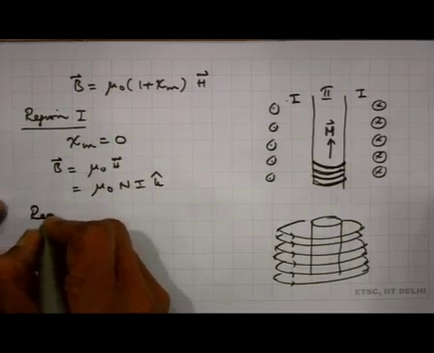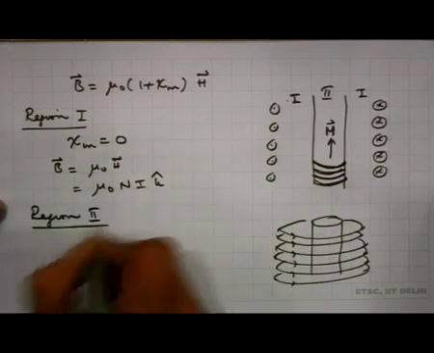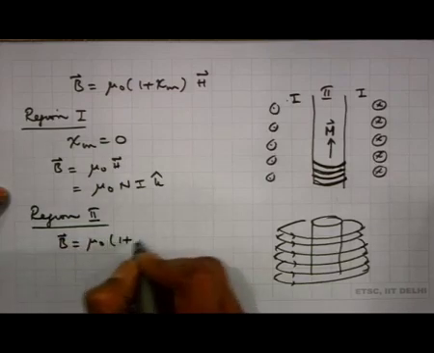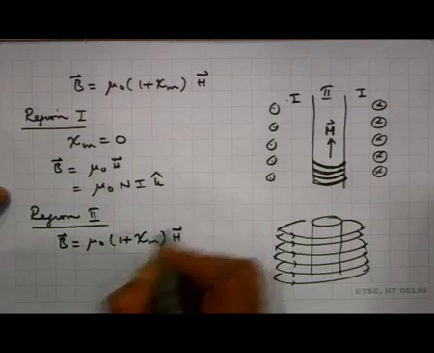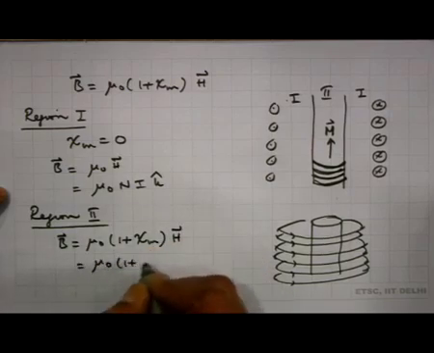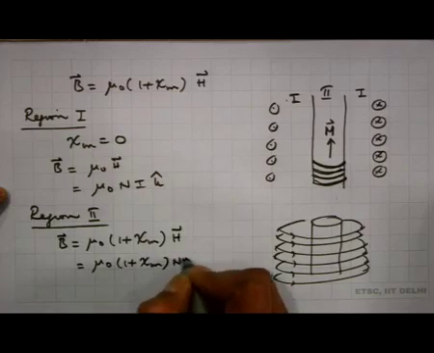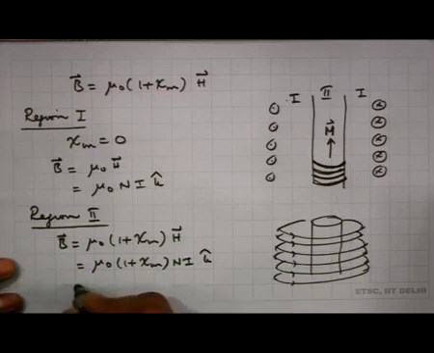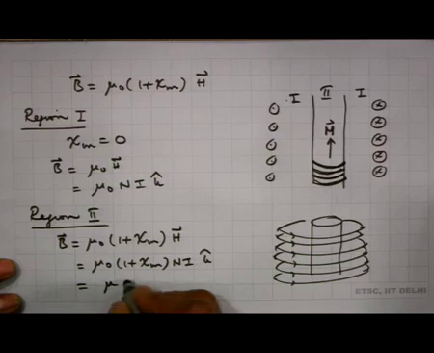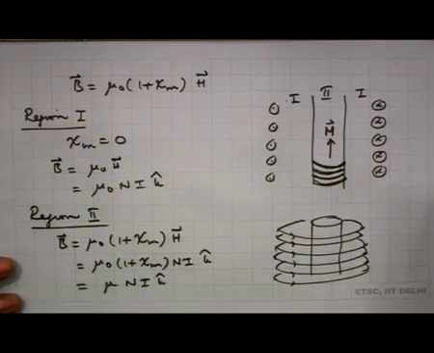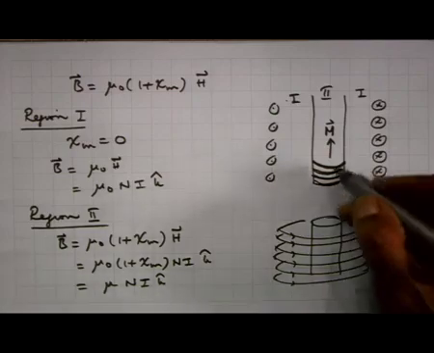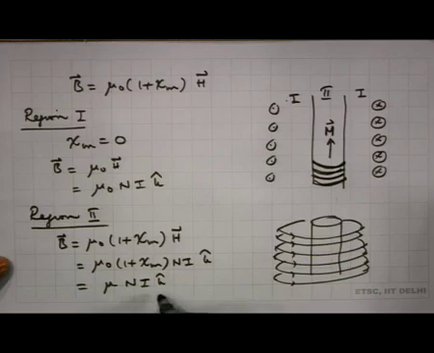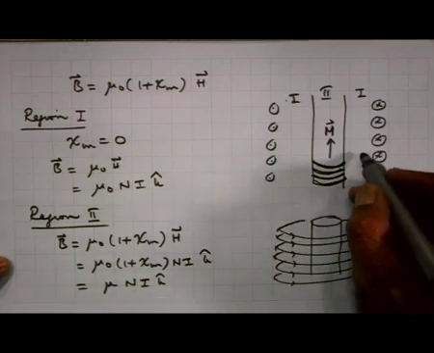Now, what about region 2? In region 2, B is equal to mu naught into 1 plus chi m into H, which is equal to mu naught 1 plus chi m, H is N I times k. And this is also equal to mu times N I k. So, all that has happened is magnetization inside has changed the magnetic field within the medium to mu times N I k. The magnetic field outside is mu naught N I k.